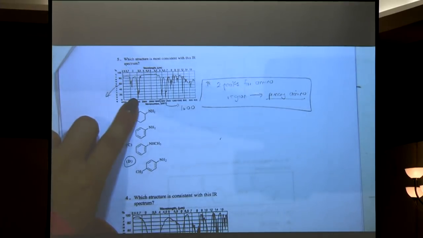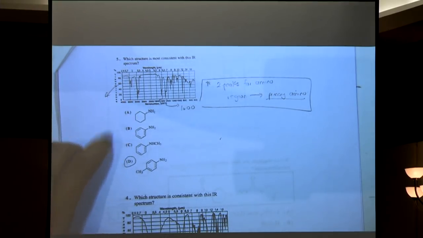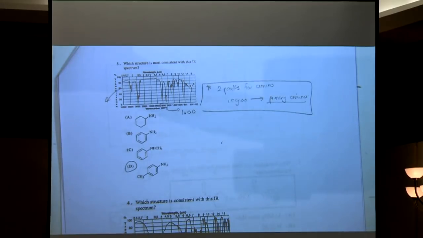Yeah, the 3000 peak, that's like the only importance about it. Because like everything else is just going to give you an sp2. Any other questions?